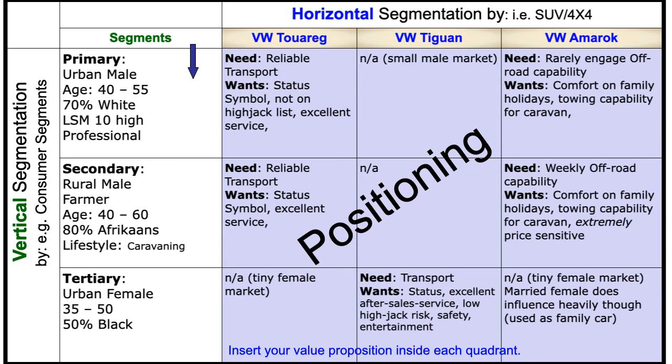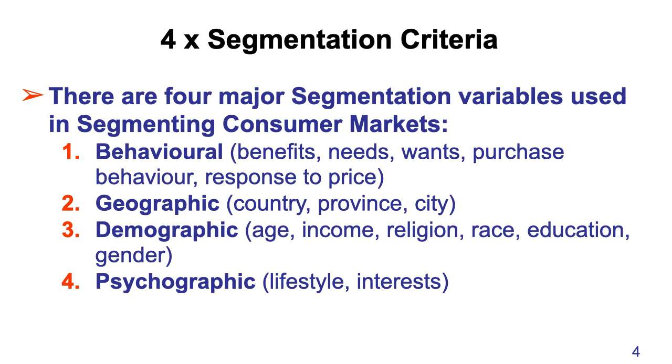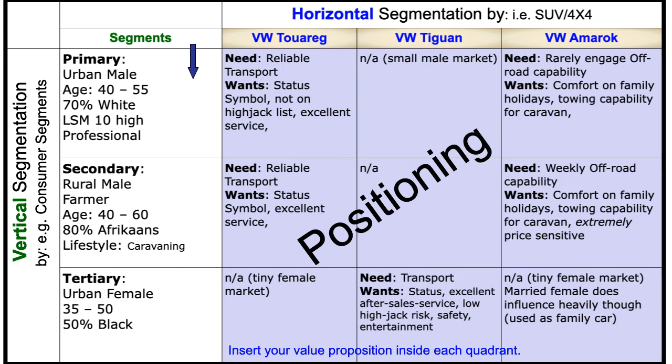And now, how am I going to market my VW Touareg? I'm going to look at my behavioral segmentation. There it is, benefits, needs, wants, and I'm going to say of my primary target market, which comprises of urban male, what are their needs and wants? And then so that I can understand my primary target market's needs and wants. And now if I bring out a radio advert, I know what to talk about. Or if I want to pick up the phone and target them, I will know what to discuss. VW Tiguan is not applicable.